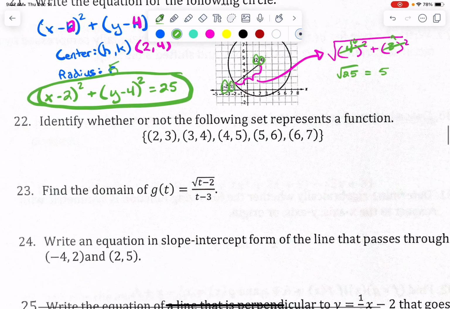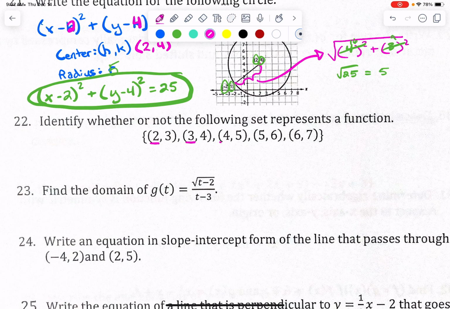All right, identify whether or not the following set represents a function. It is a function if the x does not repeat. It's a function if it passes the vertical line test. So if you have a graph and you have 2 dots that are right above each other, they will have the same x coordinate, which means they won't pass the vertical line test. That's why, right? So I cannot have my x's repeat.